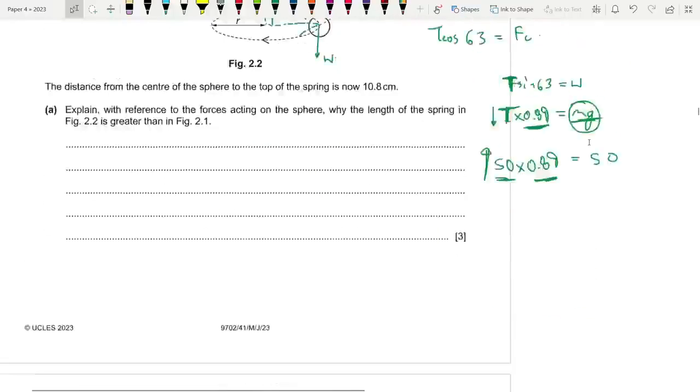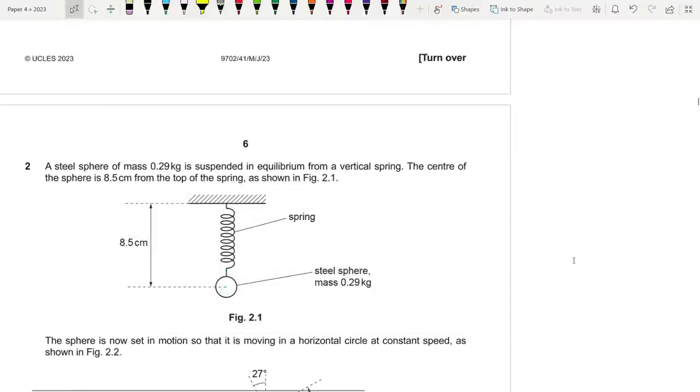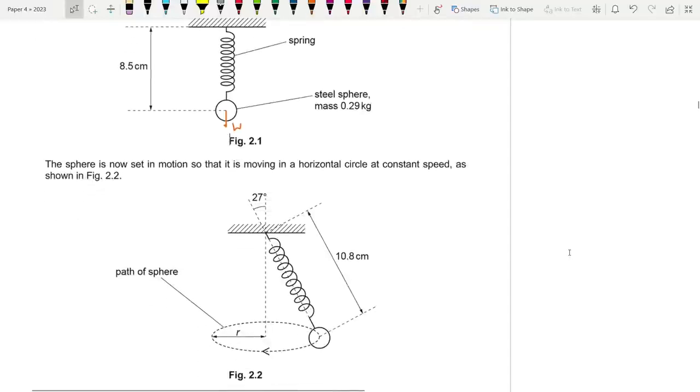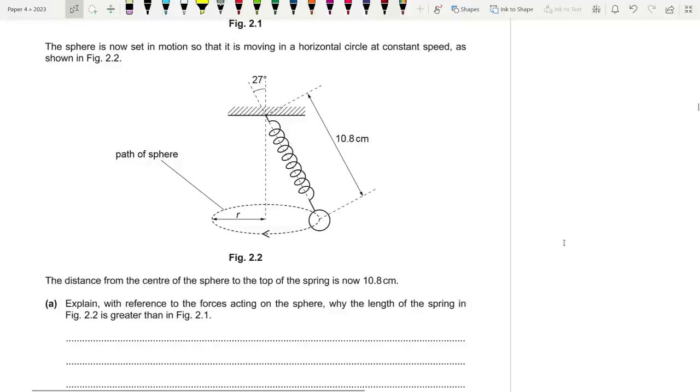Moving on to question number 2. Let's do this. I'm just going to erase this part. A steel sphere of mass 0.29 kg is suspended in equilibrium from a vertical spring. The center of the sphere is 8.5 centimeters from the top of the spring as shown. It has a mass of 0.29, so it also has weight. The sphere is now set in motion so that it is moving in a horizontal circle at constant speed as shown in figure 2.2. Okay, it is performing circular motion. This angle over here, according to geometry, vertical opposite angles, is also 27 degrees. The distance from the center of the sphere to the top of the string is now 10.8 centimeters.